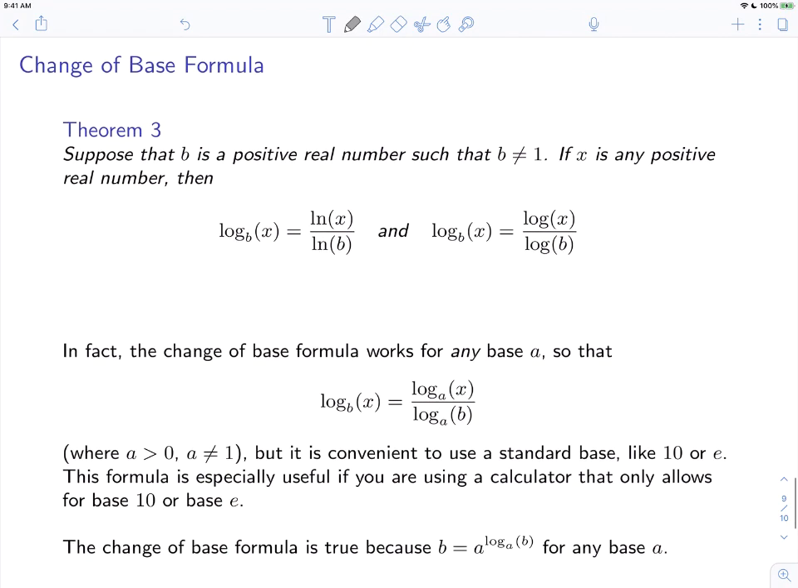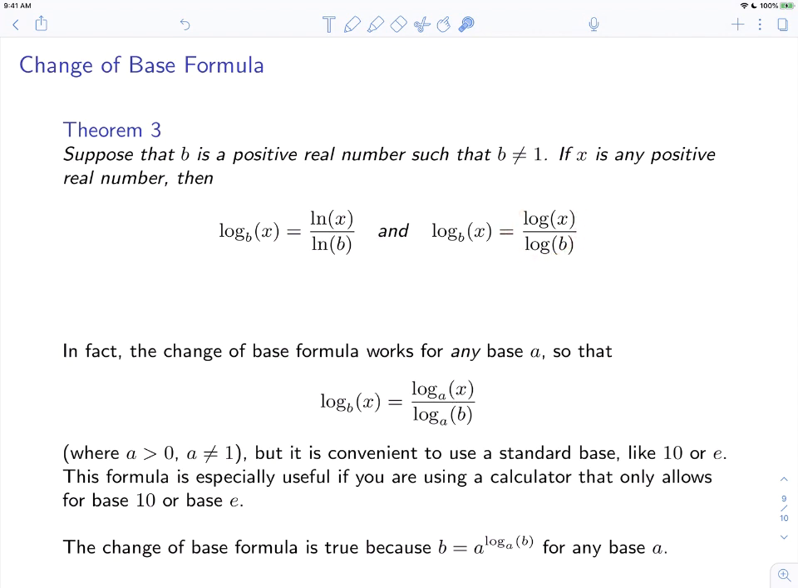Let's talk just a little bit about the change of base formula. Suppose that b is a positive real number such that b is not equal to 1. In other words, we want it to be a base for an exponential or a logarithm. If x is any positive real number, then log base b of x is equal to the natural logarithm of x divided by the natural logarithm of b. Or, if you prefer, log base b of x is equal to the common logarithm of x divided by the common logarithm of b. In fact, here I'm using a natural log, which is a log base e, and here I'm using the common log, which is log base 10.